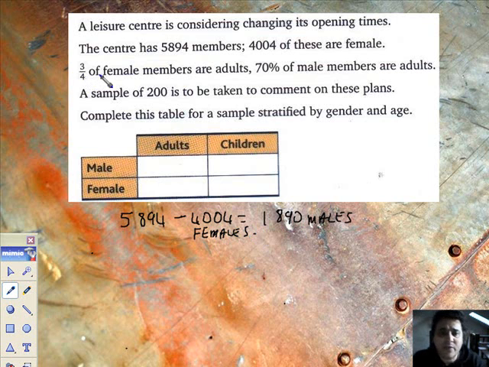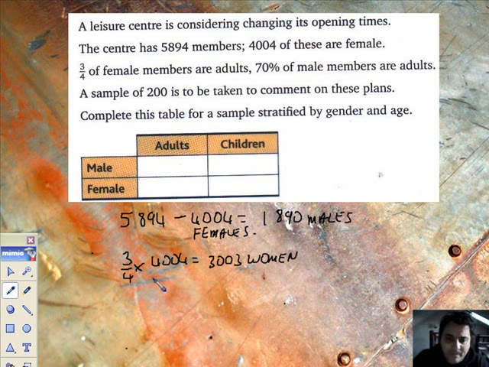It says 3/4 of the female members are adults. Let's work out how many women you've got. So 3/4 of the females are the adults, and I calculated that to be 3,003 women. Well, if it's that many women, I'm going to work out how many girls I've got. So if I take away the 3,003, I'm going to be left with 1,001 girls.